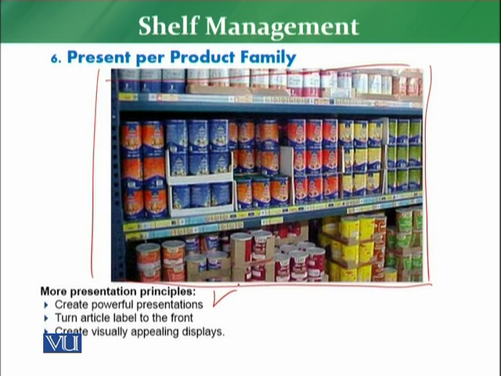You need to turn article labels to the front. For example, let me give you an example of it. For example, this product, you can see the front of the article on the display. So the face of the product should be in the front. On the back of the display, the back of the product should be at the back side of the display. And then you need to create visually appealing displays, of course, keeping into consideration the color factor, the size factor, the smallest to largest, and the different color combinations will really help to convince customers to buy more.